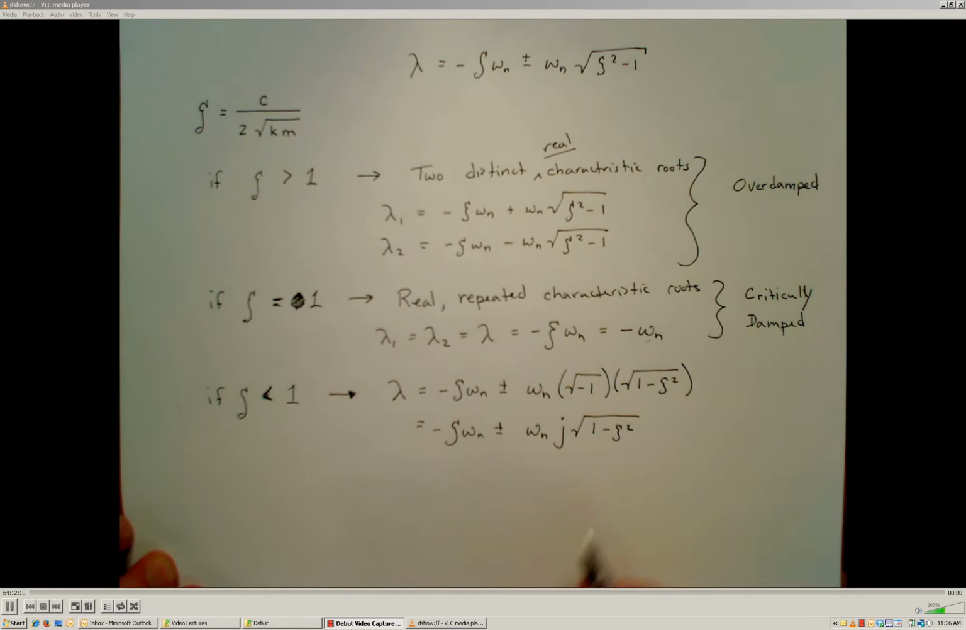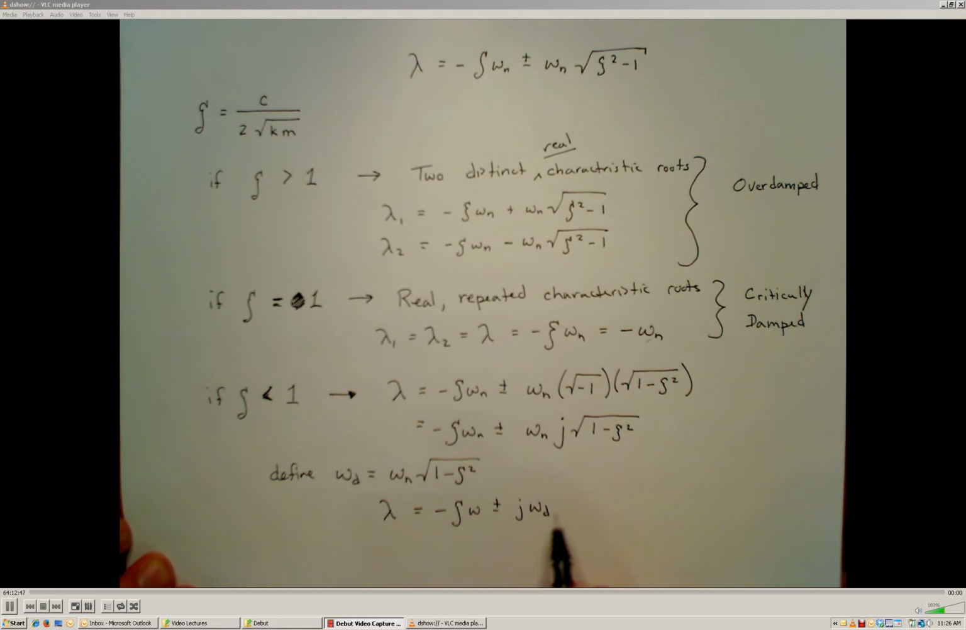All right, and then I'm going to define a different variable, something called the damped natural frequency. So omega sub d is going to be the damped natural frequency, and I'm going to define that as omega n times the square root of 1 minus the damping ratio squared. In that case, my eigenvalues are going to wind up being negative squiggle omega n plus or minus the imaginary number times omega sub d.